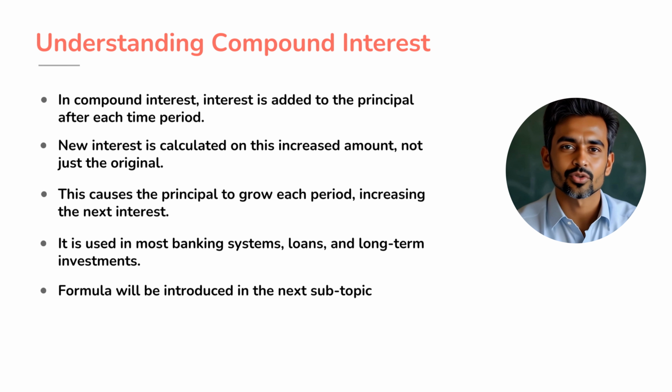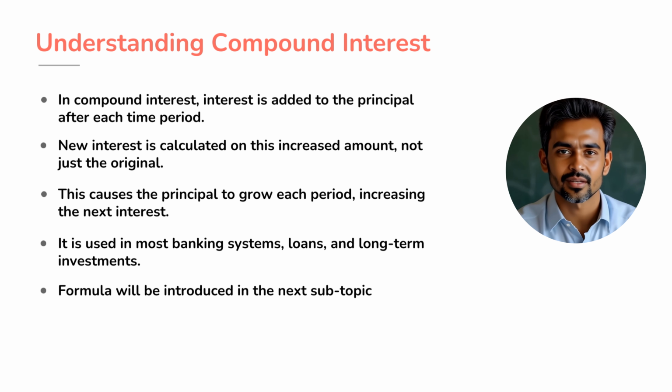Now, let's move to compound interest, or CI, which is used in most bank savings and loans. Here, the interest for each period is added to the principal, and the next interest is calculated on this increased amount. That means the principal is growing every period, and so does the interest. This process continues for each year or any other fixed period, such as half-yearly or quarterly.